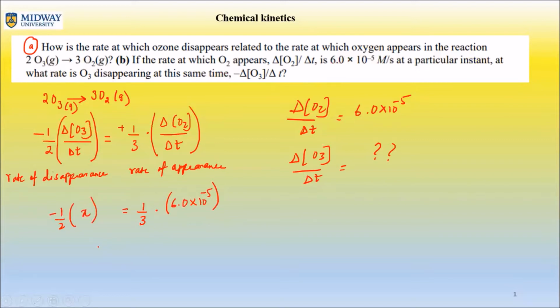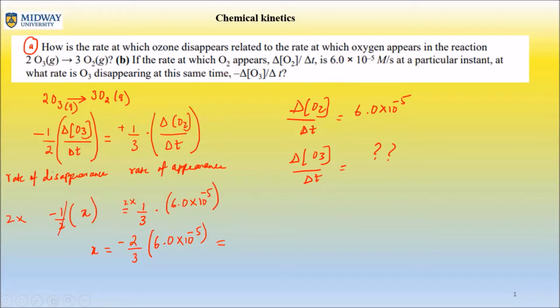How do we find X? Well, it's basically 2 times 3 over 6.0 × 10 to the negative 5. Also move the negative. All I did is multiply both sides by 2. Okay, so this gets canceled out, but the negative still remains. So basically, you can do the math.